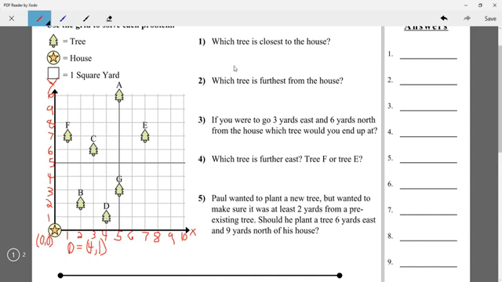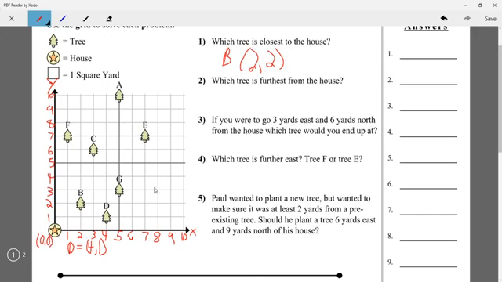Now let's answer some of these questions. Which tree is closest to the house? That would be B, and B is at 2, 2, because I go over 2, and then I go up 2. So B, 2, 2. Okay?